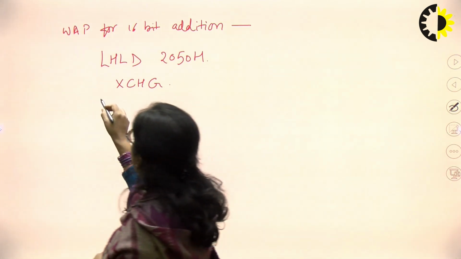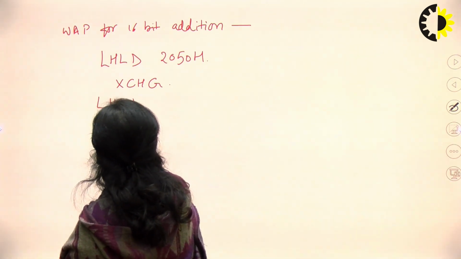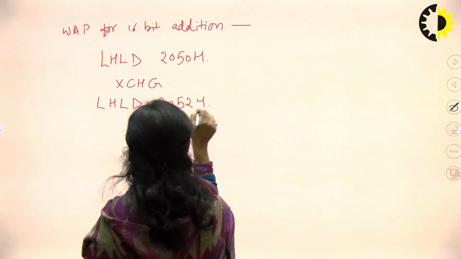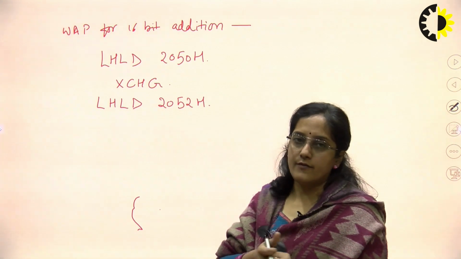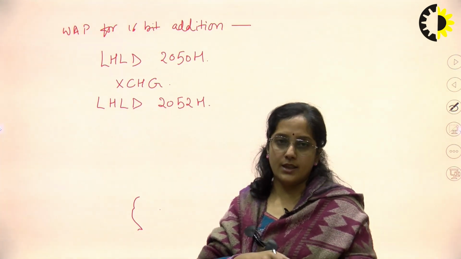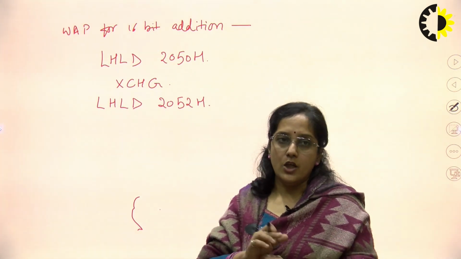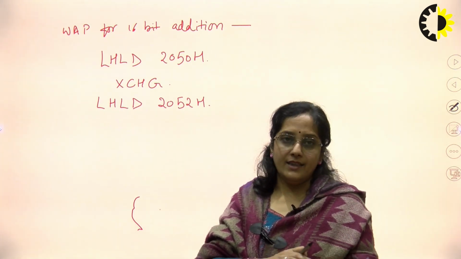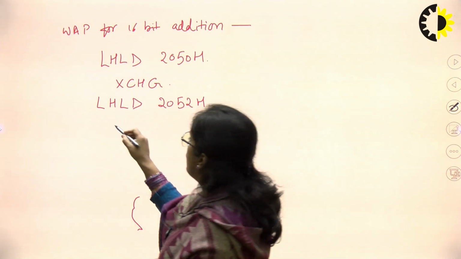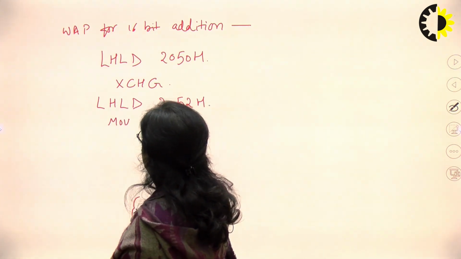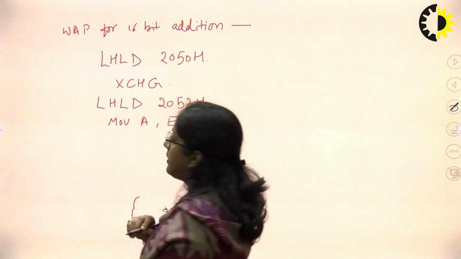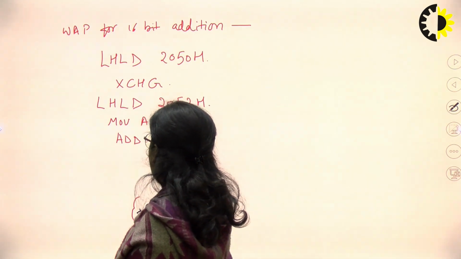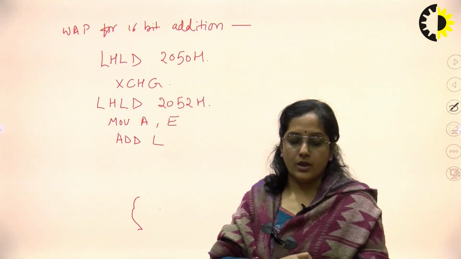Then again we will read with LHLD the 2052H location. 2050 and 2051 will be the first 16-bit data, then 2052 will be the second. So now HL will have the second data. Now to add this data, we will first move the E register content into the accumulator, and then we add L. So the contents will be added.